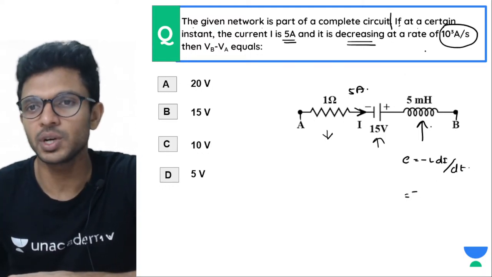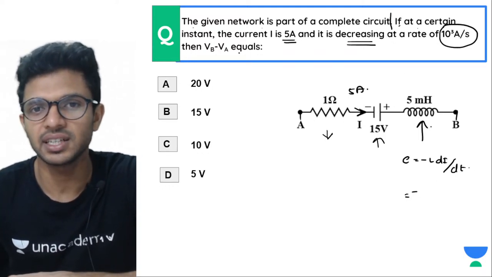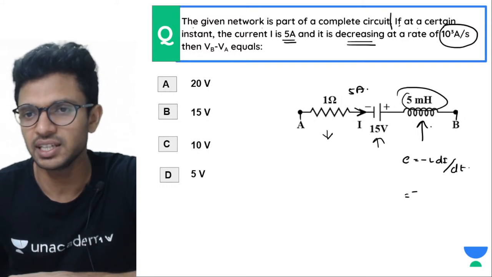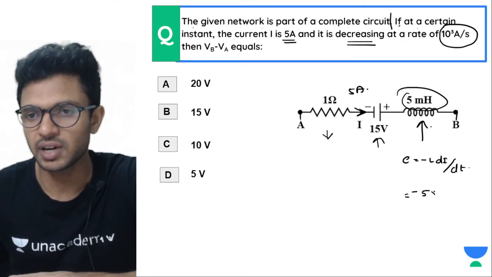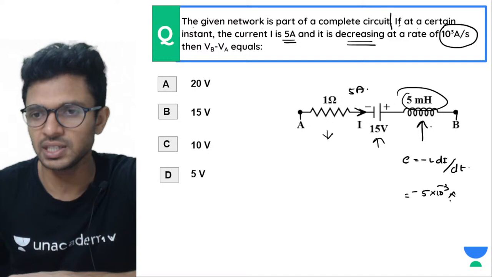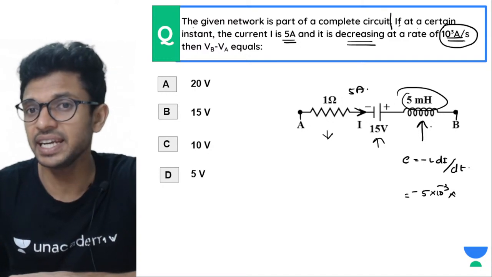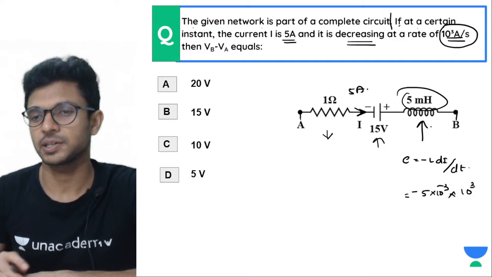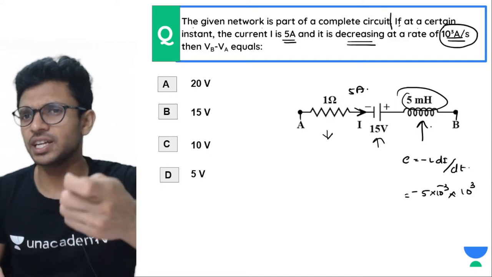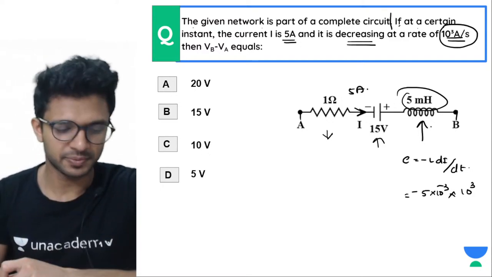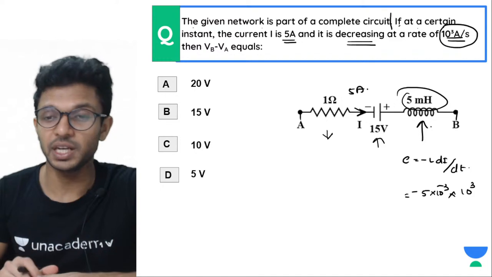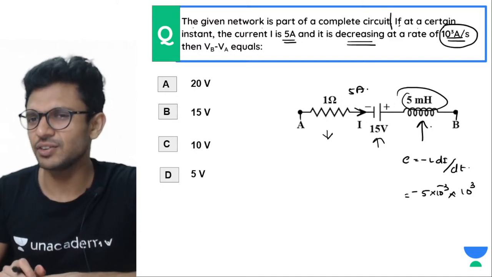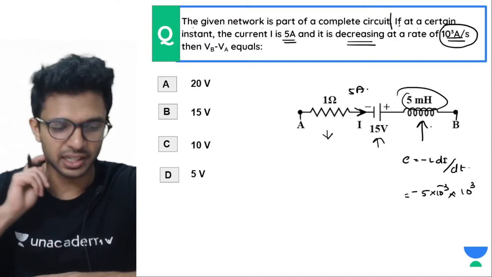Substitute, that's all that's left to do. Minus what is the L value? Inductor. Have they given the inductor value? They have given 5 milliHenry. That is 5 into 10 power minus 3 di by dt. The rate of change of current is also given, how much? 10 power 3. Now tell me, is the rate of change of current positive or negative? That is very important. Is the rate of change of current positive or negative? Tell me that first.